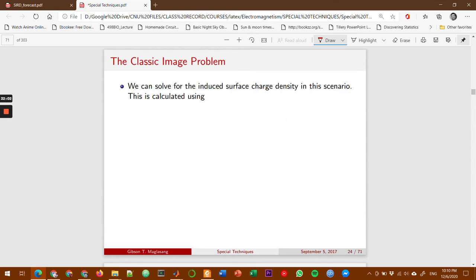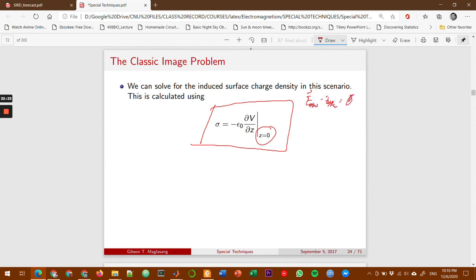So we can solve for the induced surface charge density in this scenario by using this idea. This formula is given from the previous lecture. This is taken from the idea that the field is discontinuous at the interface: E above minus E below is equal to positive sigma over epsilon naught. But we know the potential is continuous, above or below. However, the gradient of V above or below is discontinuous.